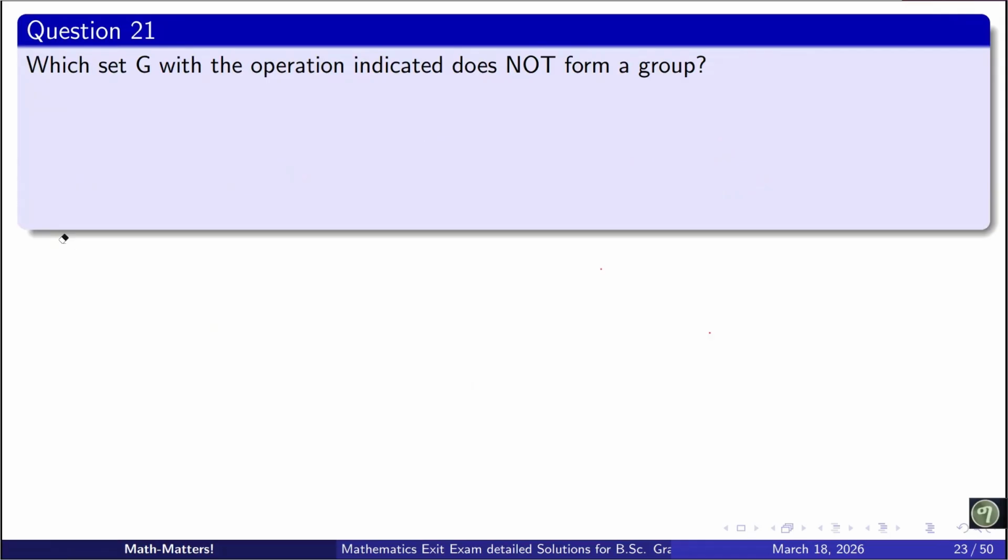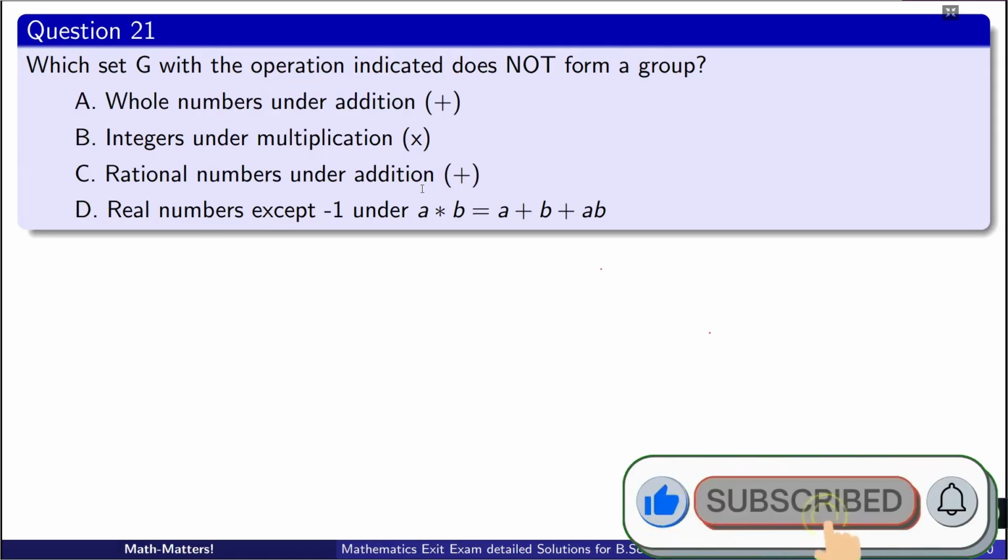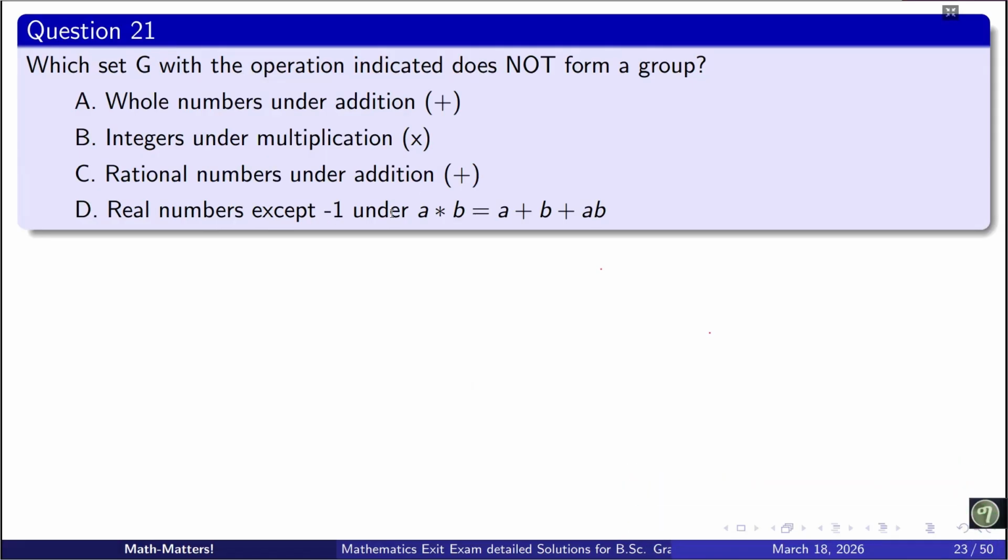The next question is, which set G with the operation indicated does not form a group? A, whole numbers under addition, B, integers under multiplication, C, rational numbers under addition, D, real numbers except minus 1, under A star B is equal to A plus B plus AB.